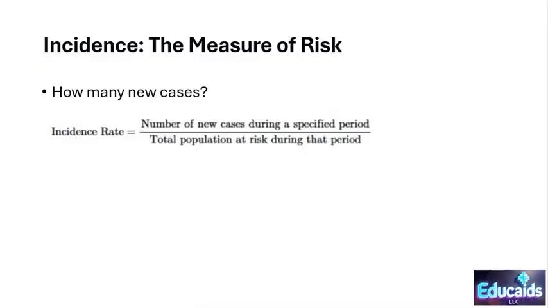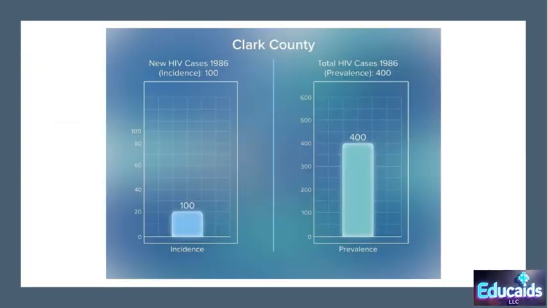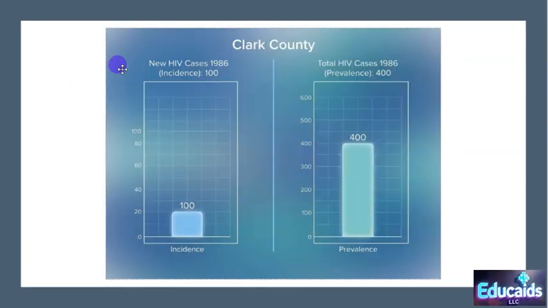Let's put this into an example so it makes more sense. So we are going to pretend that you are a nurse. We're going to pretend that you're working at a health department in Clark County, which is a county I just made up, and it is 1986. and we are going to compare incidence and prevalence. So new HIV cases in 1986. In that year, in that county, there were 100 new cases. The prevalence is new and old cases. So how many people altogether are living with HIV? So there's 400.